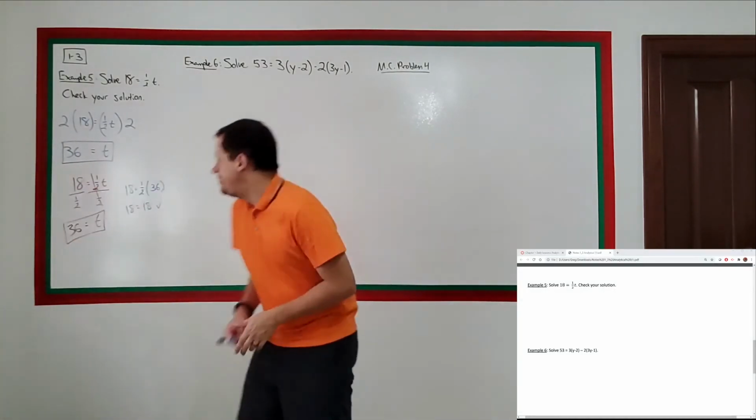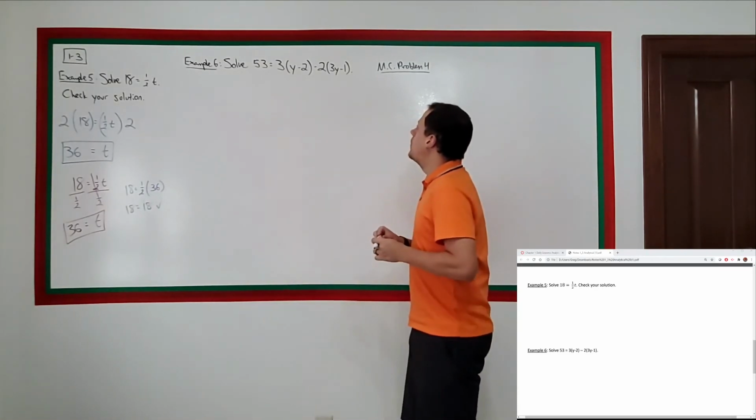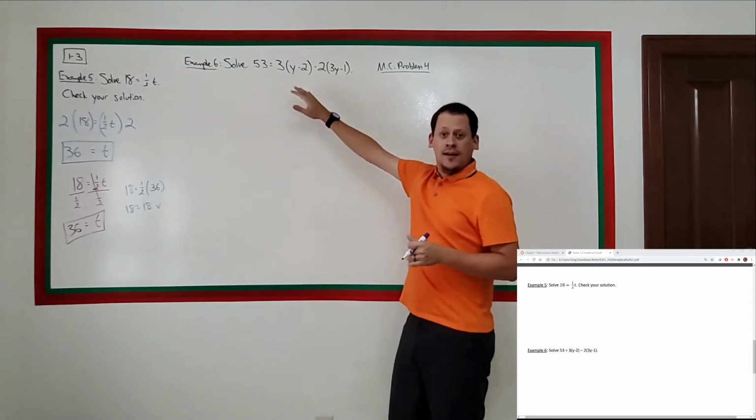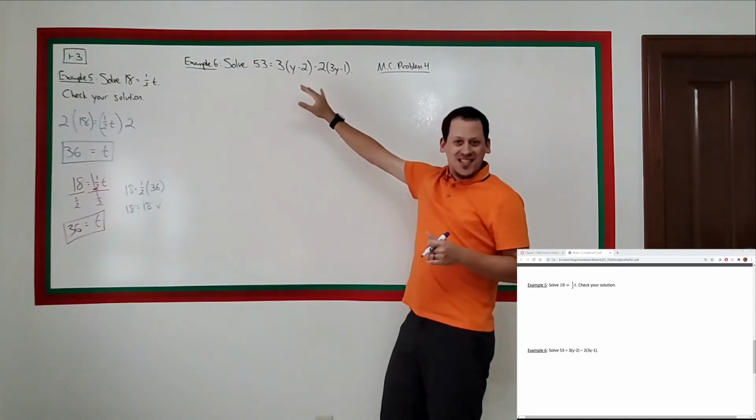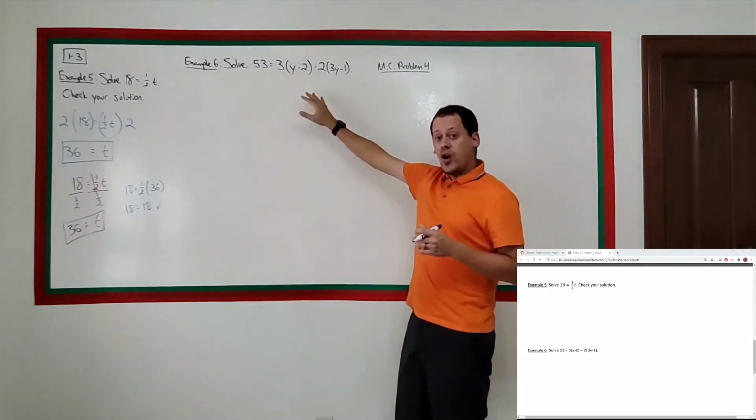So let's move to our next example here. Example 6 wants us to solve this. This might look a little intimidating because there is a lot of stuff going on here, but we've actually seen problems like this before.